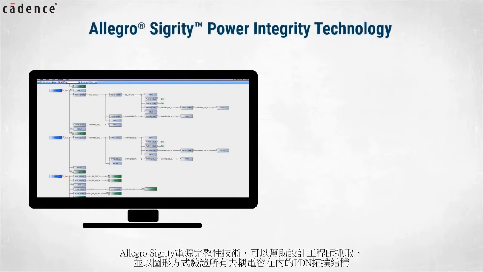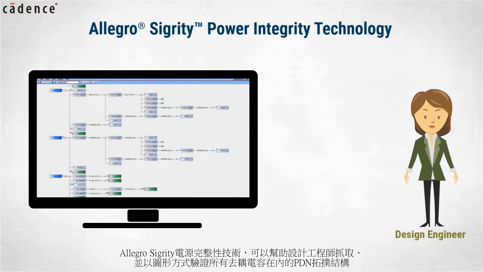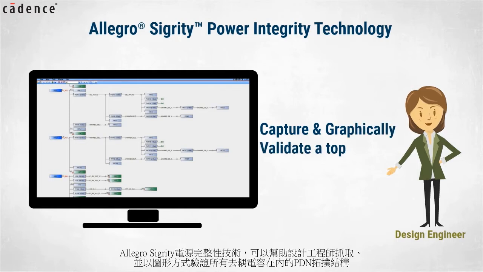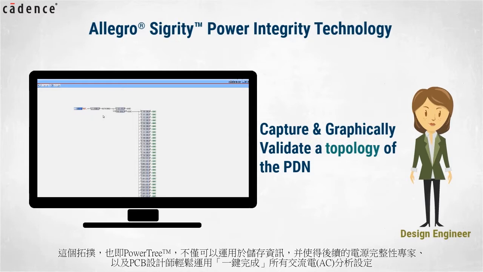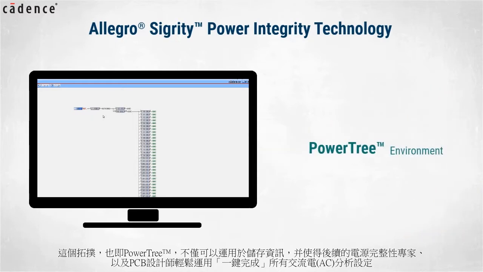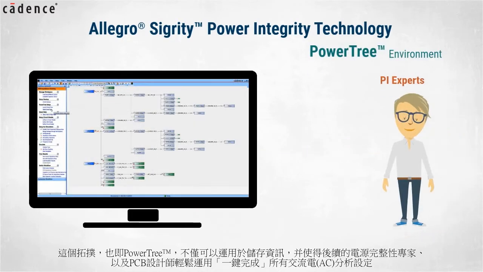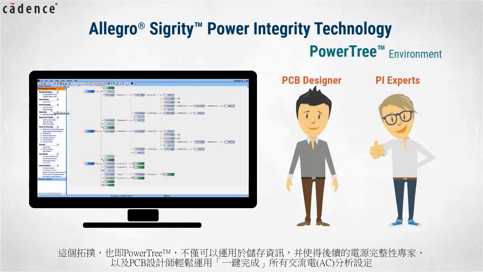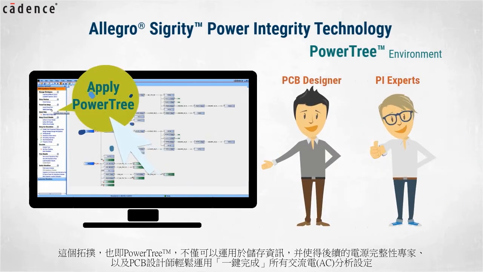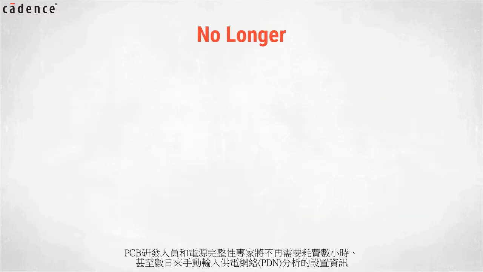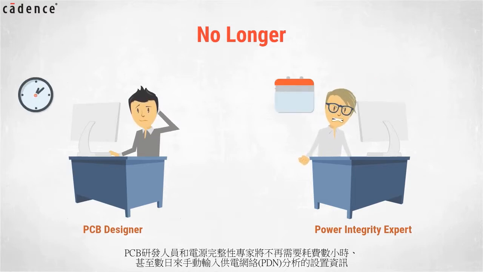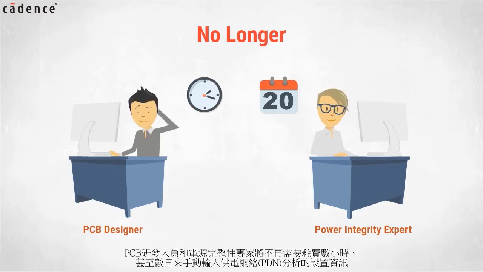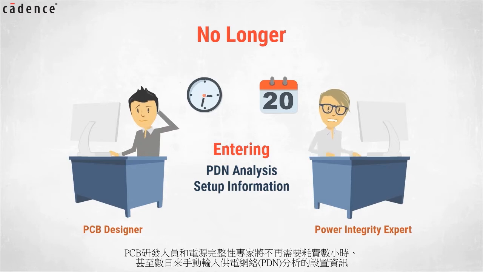Utilizing Allegro Sigrity power integrity technology, design engineers can capture and graphically validate a topology of the PDN, including all decoupling capacitors. This topology, or power tree, can be used to store information that allows PI experts and non-experts alike to take advantage of virtual push-button setup for AC analysis later in the design cycle. No longer will PCB designers or PI experts responsible for PDN sign-off have to spend hours or even days entering the PDN analysis setup information.